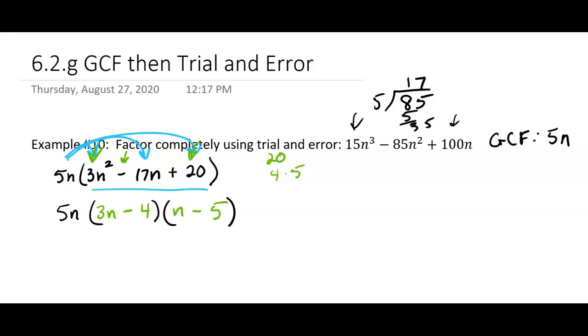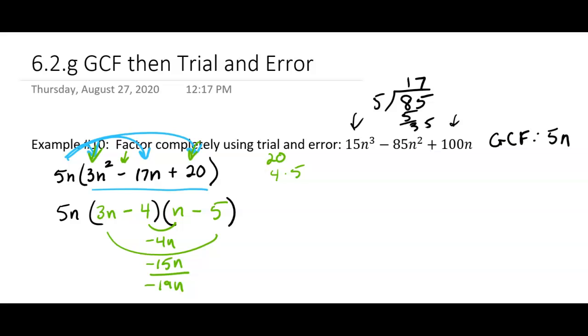Now you might say, why didn't you put the 5 first? I'm just guessing. I'm trying, so we'll see if my trial works. I get a negative 4n and a negative 15n. Now my trial didn't work because that's negative 19, right? Okay, so maybe it is the other way.